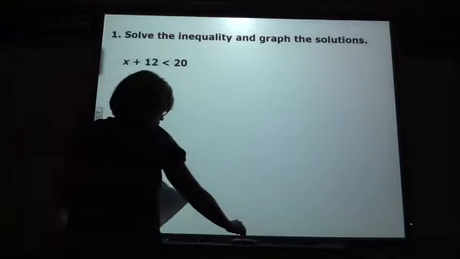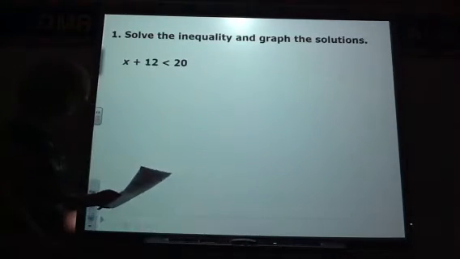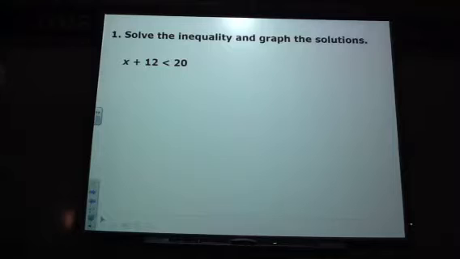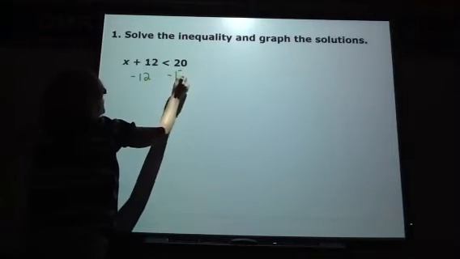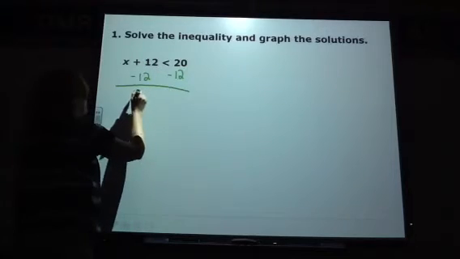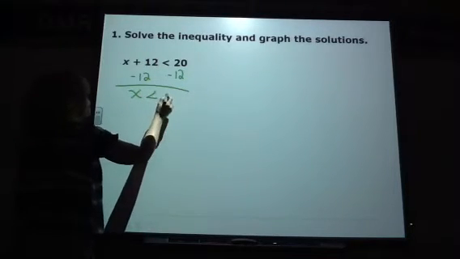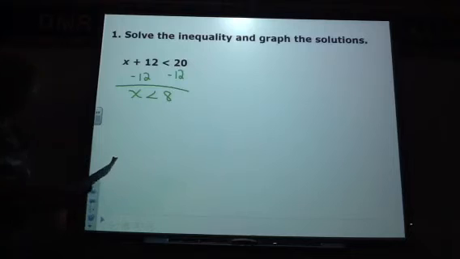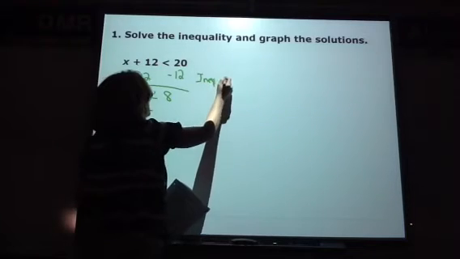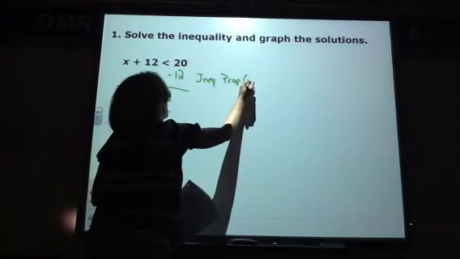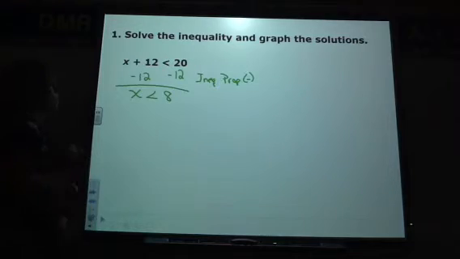Okay, so we are going to solve inequalities and graph. Okay, so we need to isolate the variable x. Inverse of addition is subtraction, so I have x is less than 8. Okay, how did I know this? This is the inequality property of subtraction. Then we need to graph.